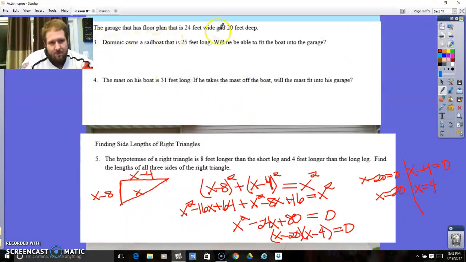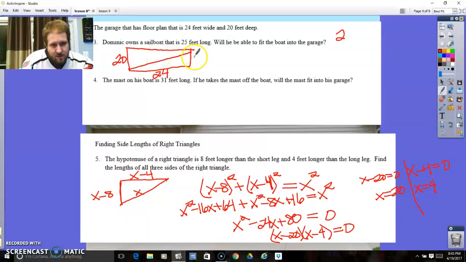Dominic owns a sailboat that is 25 feet long. Okay, I can draw the picture of the garage. It looks like it's 24 feet wide and 20 feet deep. So there's the depth of my garage. It's a rectangle, and we want to know, does the sailboat of 25 feet fit? If I fit it going across diagonally, we want to know, is this length going to be 25 feet or more? So if this is 20, so is this. That's 20 squared. It's a squared plus b squared. Does it equal c squared? We've got to figure that out.